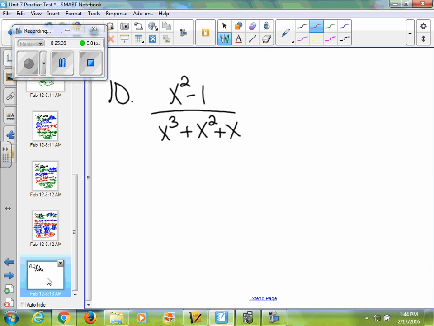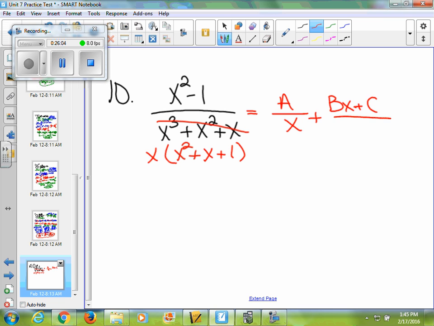Alright, and so then the last one we did was 10, which was x squared minus 1 over x cubed plus x squared plus x. And our first step is always factor our denominator, so what can I factor out of my denominator? X, so I get x squared plus x plus 1, and that's all the further that will factor. So I can rewrite my partial fractions as a over x plus bx plus c over x squared plus x plus 1.